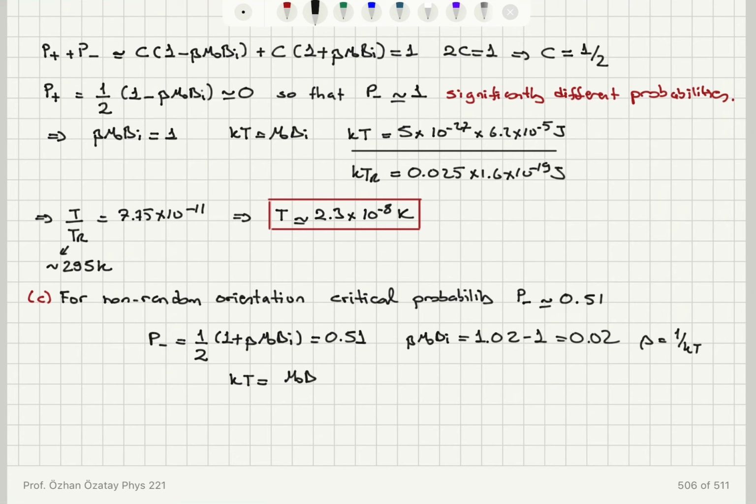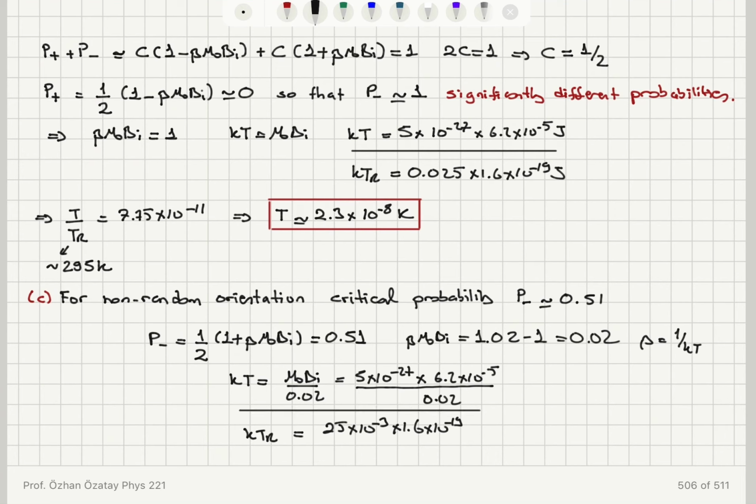Kt is equal to mu 0 bi divided by 0.02, which is 5 times 10 to minus 27. Bi is 6.2 10 to minus 5 Tesla divided by 0.02. On the other hand, I have KTR is 25 10 to minus 3 electron volts times 1.6 10 to minus 19, then it becomes joules. I take this ratio again, and I find that the temperature T/Tr is 3.875 10 to minus 9.